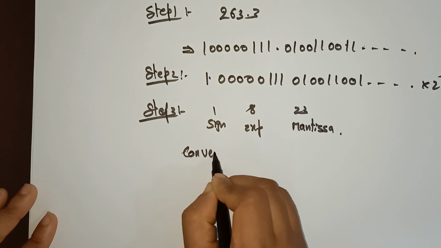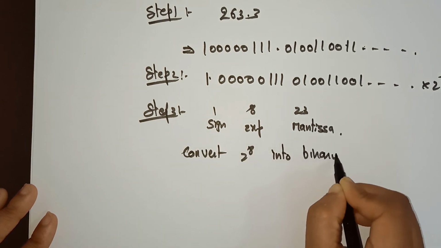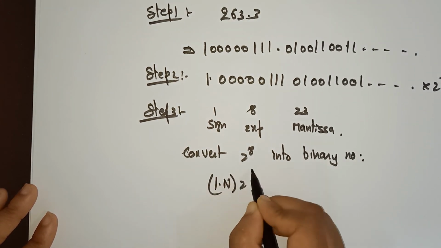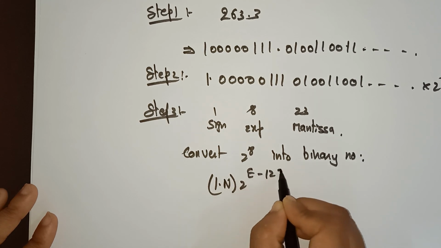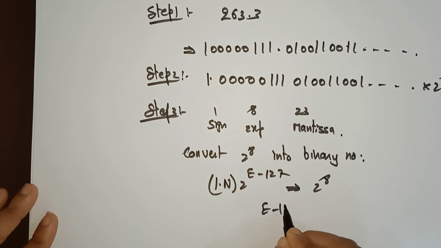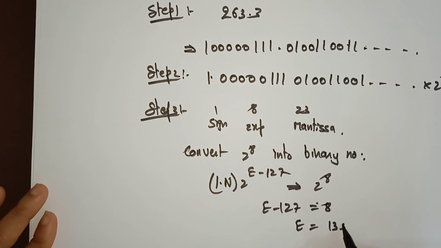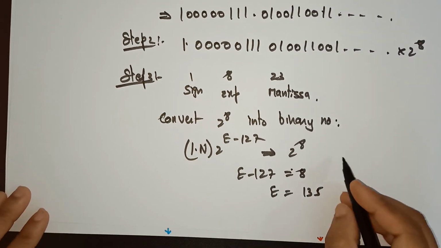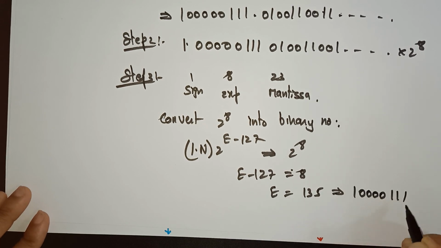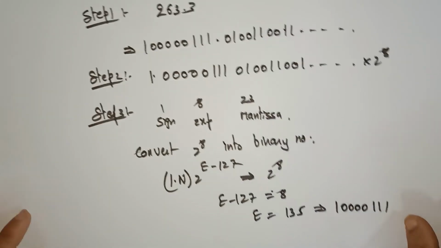So convert the exponent. How are you going to convert the exponent into a binary number? For single precision, the formula is 2 power e minus 127. So 2 power 8, so e minus 127 is equal to 8, and the exponent is equal to 135. Convert 135 into a binary number: 10000111. So now you have everything in binary format.